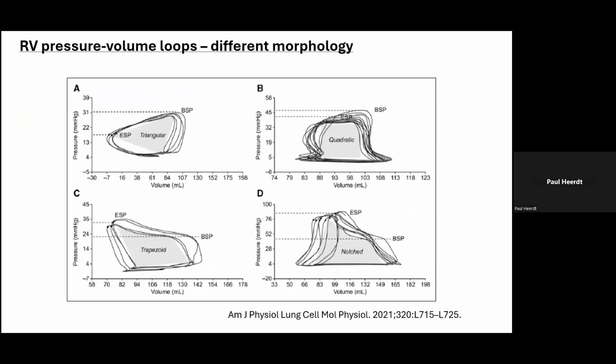I also then will note the importance of morphology here. This is a recent report comparing different morphologies of the right side PV loops.